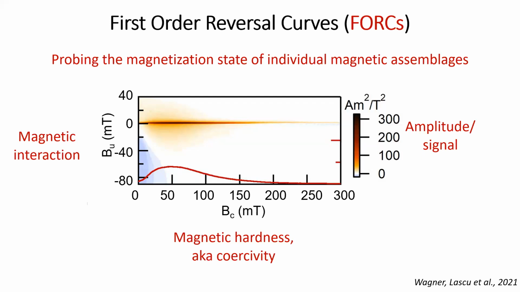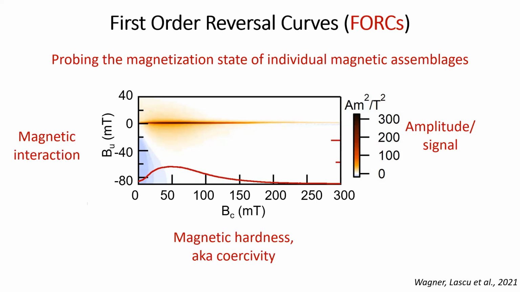So for those that weren't at the FORC workshop yesterday, here's your quick primer on what first order reversal curve data sets are, which are our tools of choice. And that's because they allow us to probe the magnetization state of different magnetic assemblages within a bulk sediment sample. So we can remotely sense different magnetic assemblages within a little rock chip without having to break it apart or do more advanced extraction techniques.